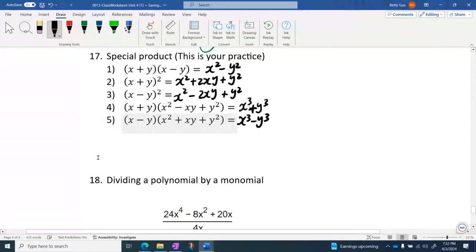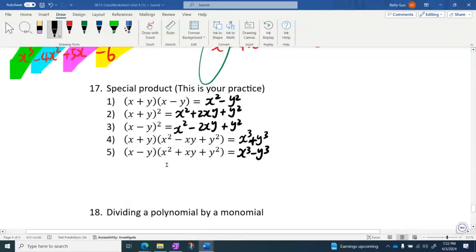So if you have not finished all the 5 questions yet, I would strongly recommend you complete them later on your own. And this is the answer. Those 5 questions are very important because they are special products. They are 5 important formulas.